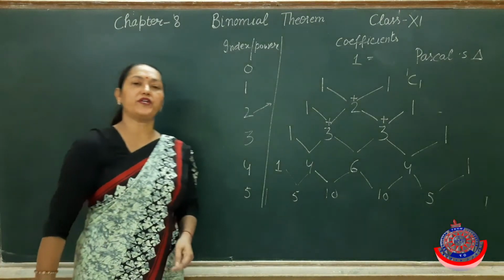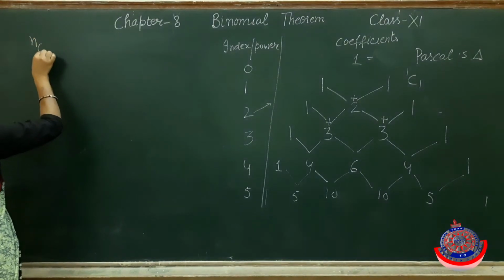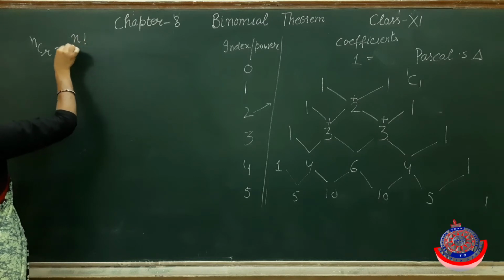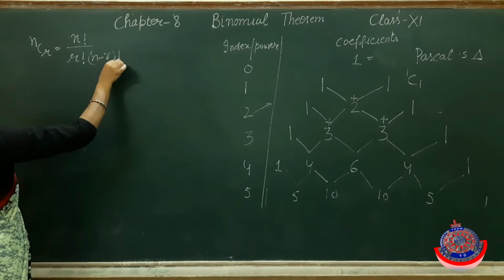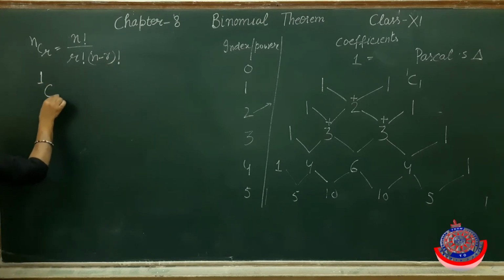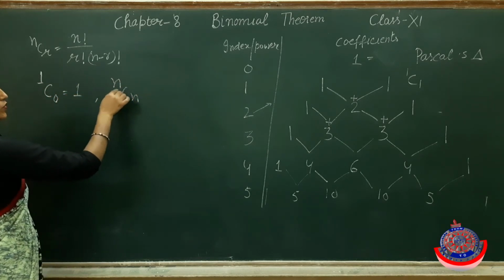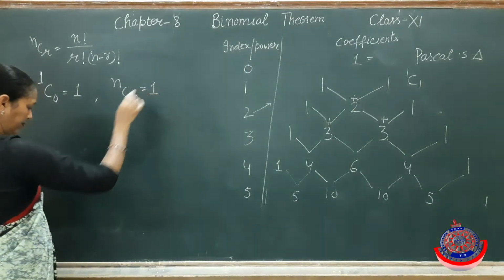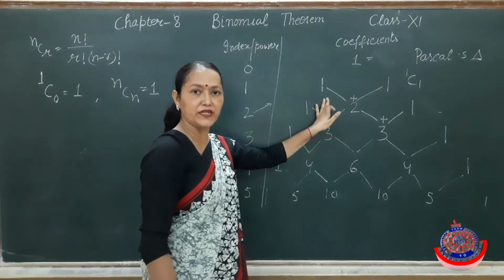In your chapter of permutation and combination, you have learnt that when we write nCr, combinations, it means n factorial upon r factorial into n minus r factorial. And you have also learnt that 1C0 is equal to 1, and if we write nCn, it means n combination with n, 1 with 1, it is also 1. Now let us try to write this Pascal's triangle in form of combinations.